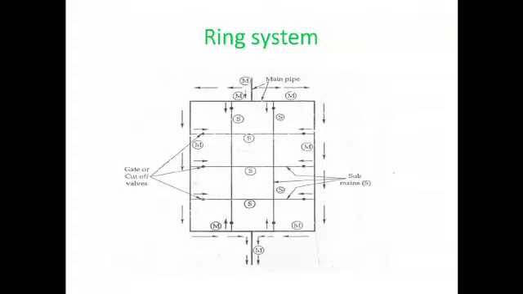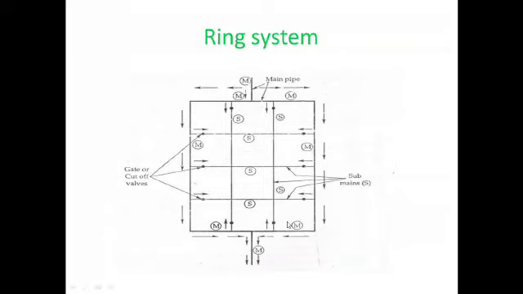Coming to the next one, this is the ring system. Now why is this called a ring? See here, this is a complete ring of the main pipeline, and you can see the sub branches or the sub mains inside this. Okay, so it is in the form of a ring. The main pipeline is in the form of a ring. That's why the name ring system. Here again, there are more advantages than disadvantages.